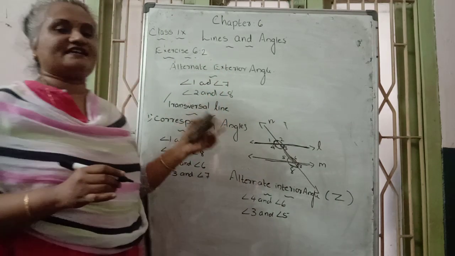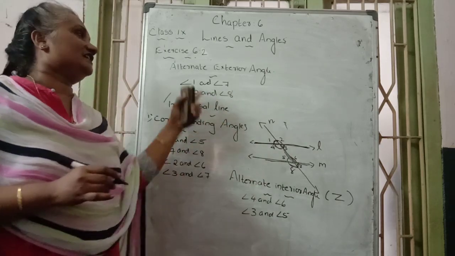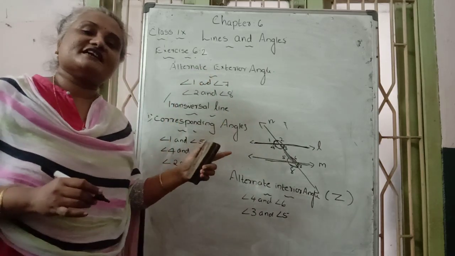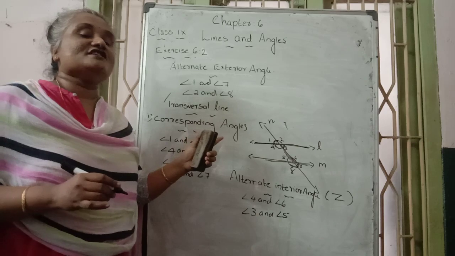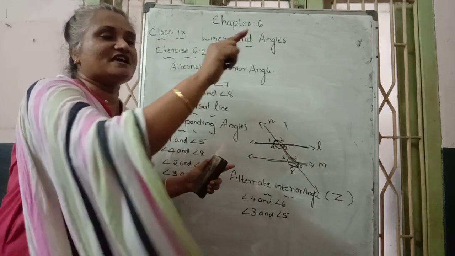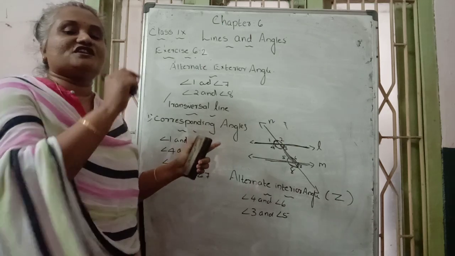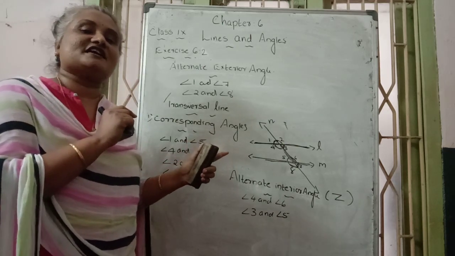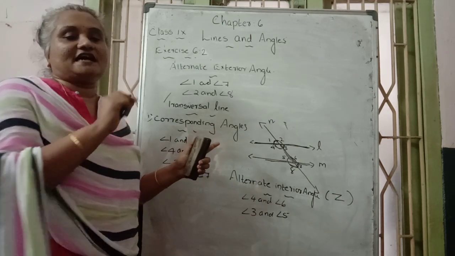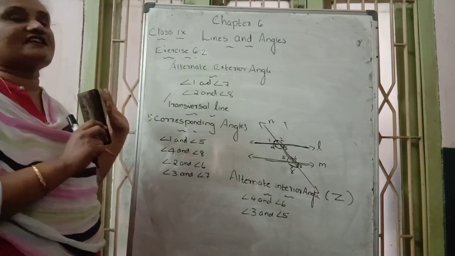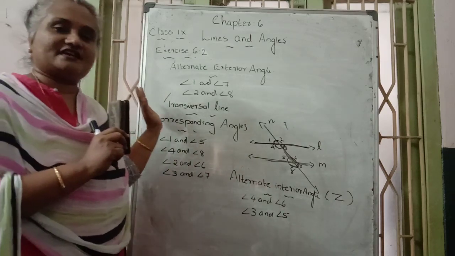I hope you can understand. What about alternate interior and alternate exterior, how to identify them? It is easy to identify: they make the shape of a Z. With the help of that Z shape we can identify the angles. So in this way we identify alternate interior and exterior angles.